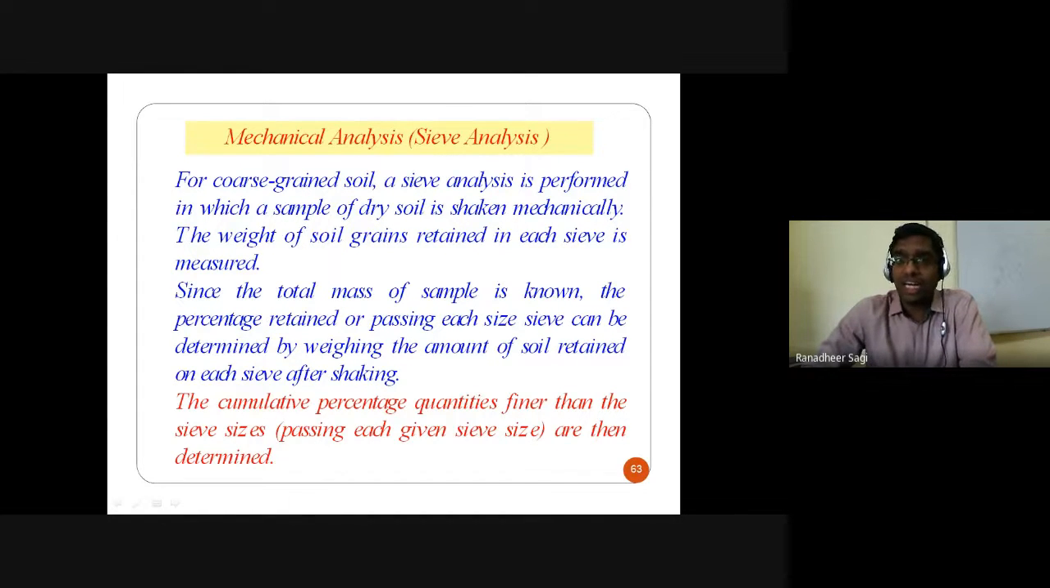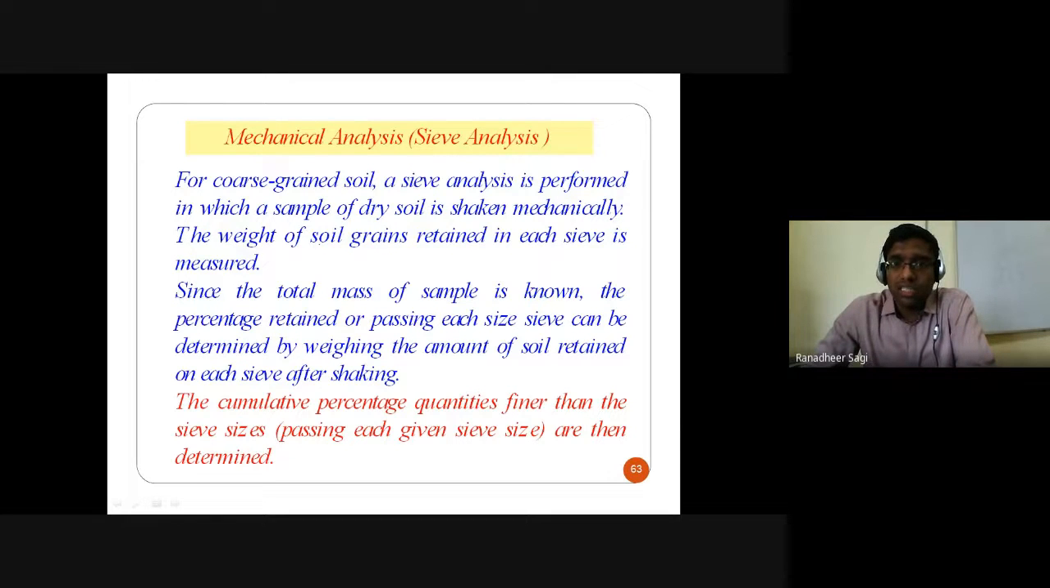The weight of soil grains retained in each sieve is subsequently measured. Since we know the total mass of the soil quantity which we have placed, and we have now measured the mass of the soil grains which got retained on each of that set of sieves, we'll subsequently calculate what is called the percentage finer value. So how are we going to calculate that percentage finer? We are going to calculate it depending on the amount of soil grains that got retained on each of those individual sieves used in the mechanical sieve analysis.